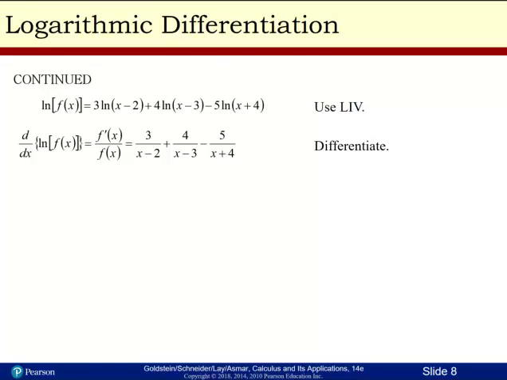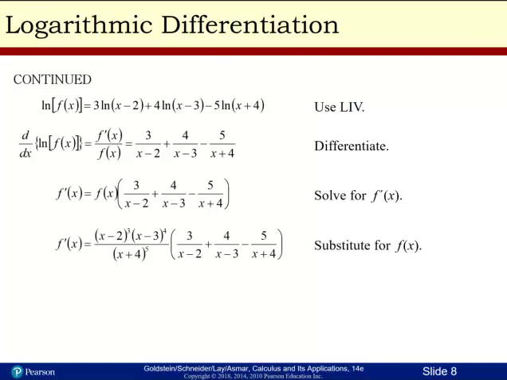And then I take the derivative of each of those natural logs. That will give me 3 over x minus 2 plus 4 over x minus 3 minus 5 over x plus 4. Now I don't really want to know what f prime of x over f of x is, so I'll just multiply both sides by f of x. Then I'll just plop back in whatever f of x was. Bam, and you are done. This was way easier, comes out in terms of factors, it's really sweet.